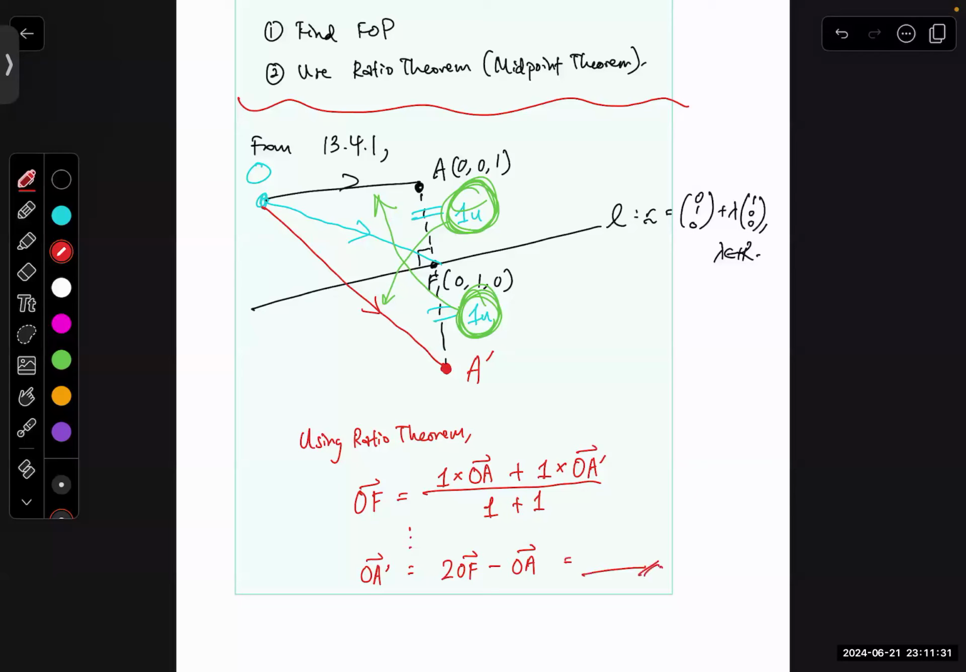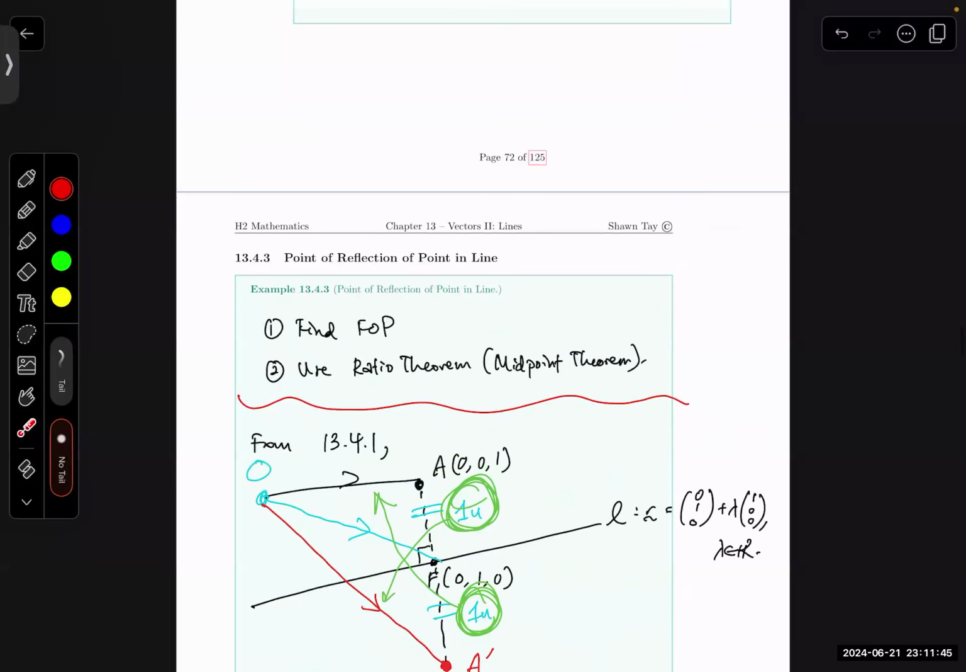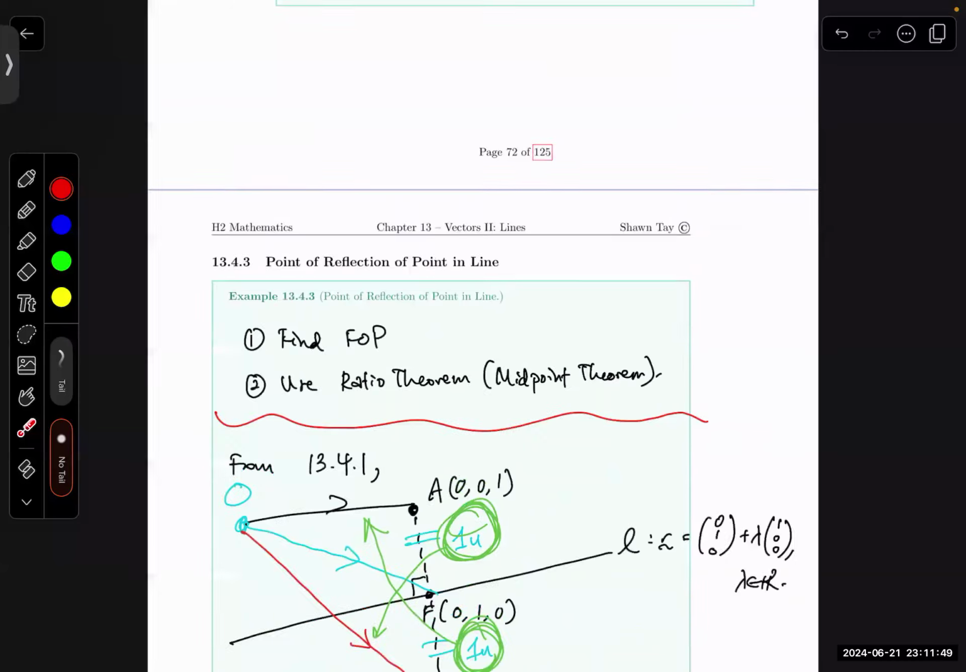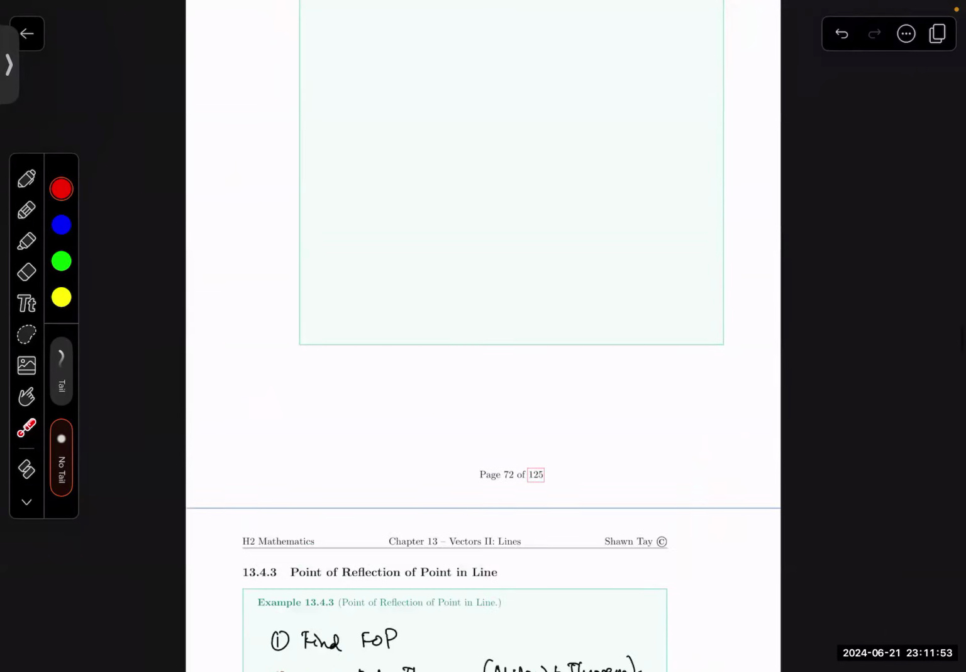Done. Okay, so foot of perpendicular is very important because otherwise you can't really do this unless you go and figure out some roundabout way that you can go and find out how to get your reflection. But I won't suggest doing cheat ways like that because that is usually more trouble.